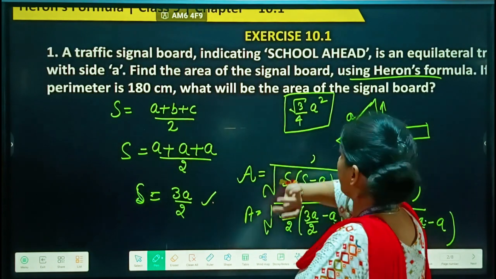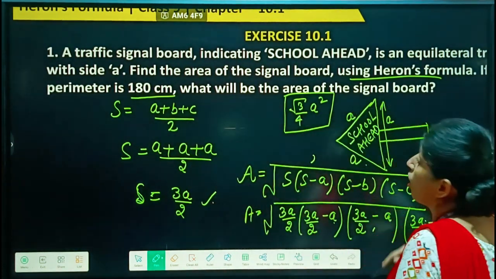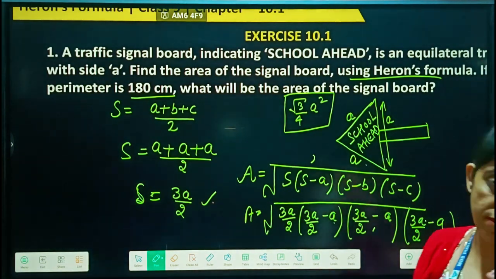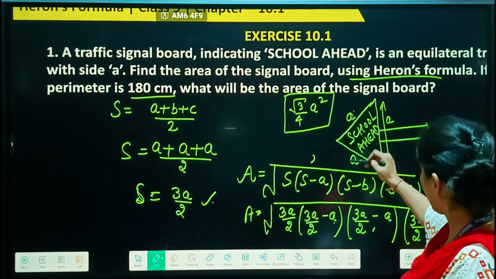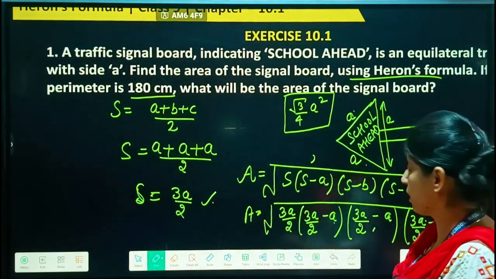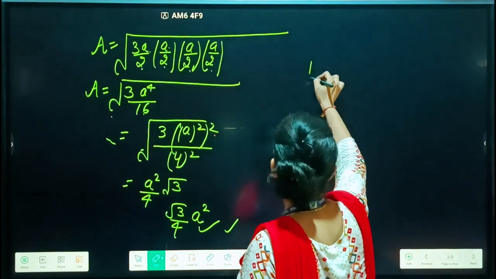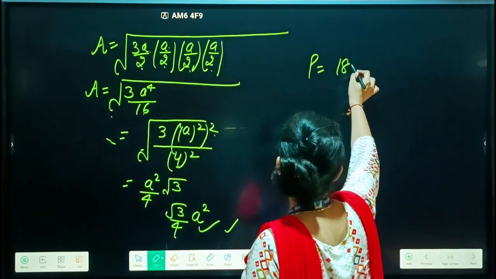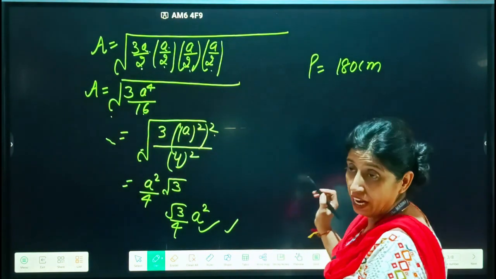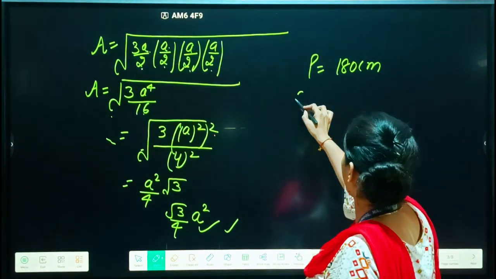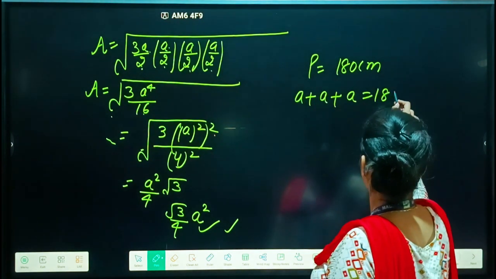We have found the area. Now the perimeter is 180 centimeters, then what will be the area of the signal board? It is given that the perimeter is 180 centimeters, meaning the sum of all sides is equal to 180 centimeters, right, that is given to us. Perimeter means the sum of all sides of the triangle, that is the perimeter, right. So all sides are the same, so that will be equal to 180.